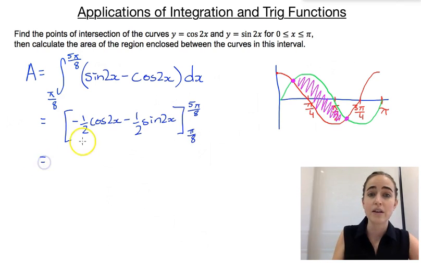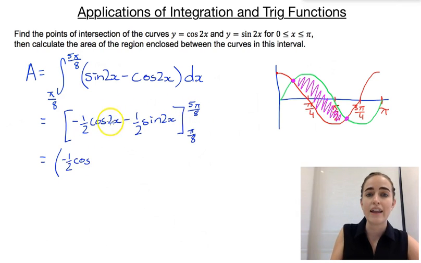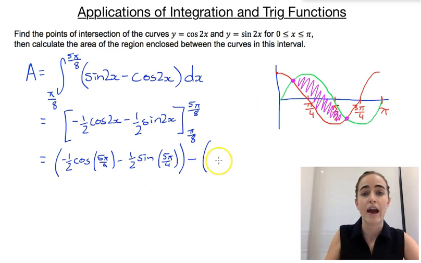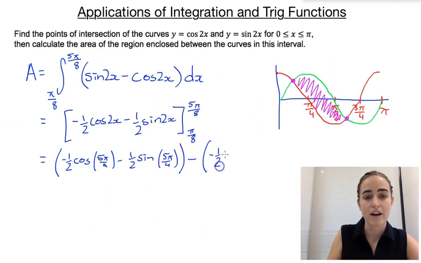And we're going to go through and substitute that in. So we're going to have minus a half cos. Now, if I put 5 pi on 8 in here because it's 2 times, we'd have 5 pi on 4. Minus a half sine of that same 5 pi on 4. And then we're just going to subtract and we're going to substitute in our pi on 8. So I have minus a half cos of pi on 4, because 2 times pi on 8 is pi on 4, minus a half sine of pi on 4.